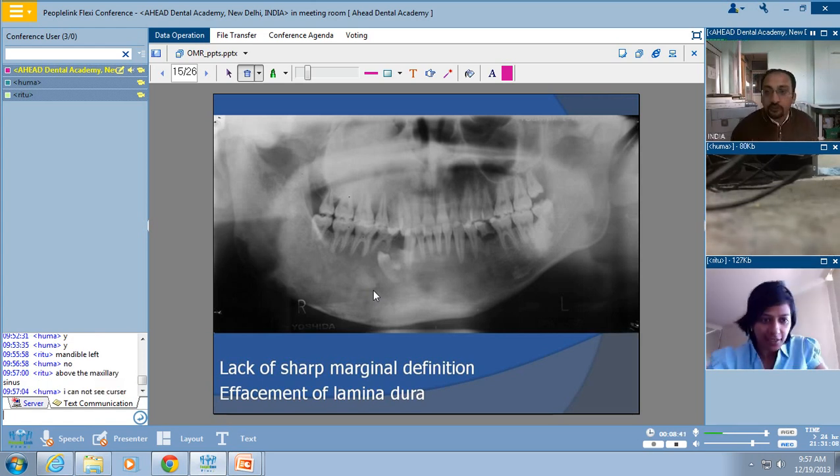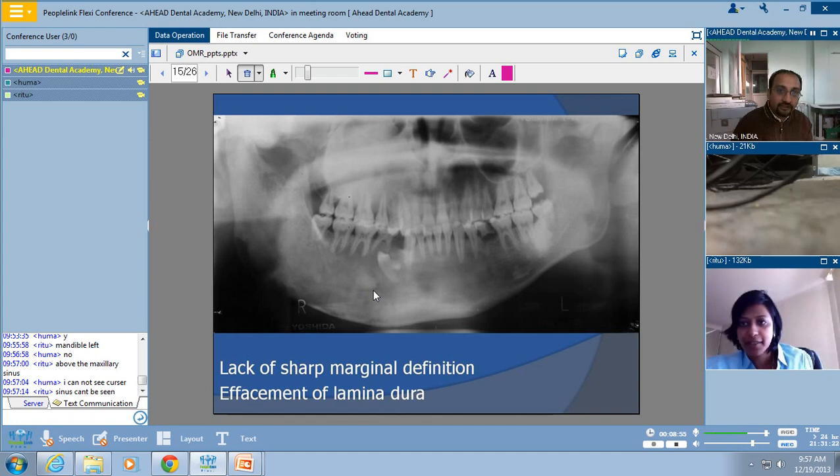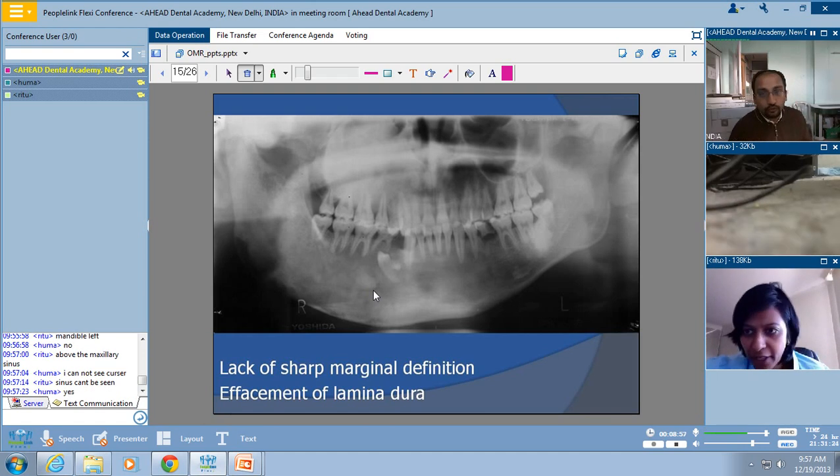Okay, you cannot see the cursor, so I'll just guide you. Compare the maxilla, right side and the left side. Can you see this? Yes, the sinus cannot be seen on the right side of the maxilla, isn't it? Why can we not see it? Because there is a bony outgrowth of fibrous dysplasia that has completely obliterated the maxillary sinus. So diagnosing fibrous dysplasia is pretty difficult simply because it completely merges with the surrounding bone.